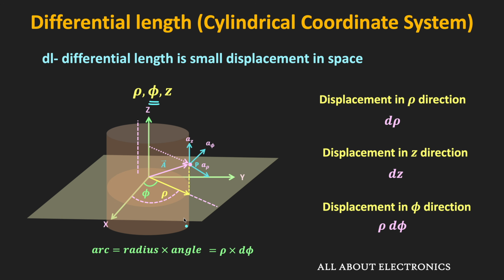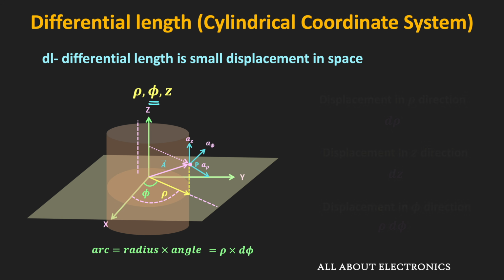And of course, all the three displacements will point in the increasing direction of the axis. So overall, the differential length in the cylindrical coordinate system can be given as dρ times aρ plus ρ dφ times aφ plus dz times az.